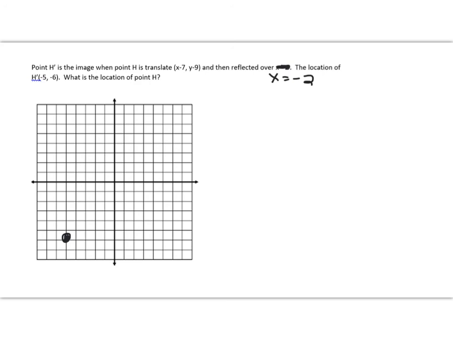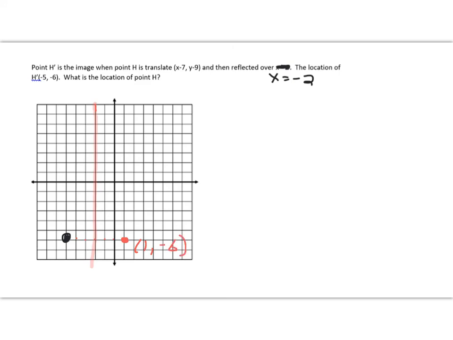And then, since we're working backwards, we have to do our reflection first. We're going to reflect over, so let me highlight. Remember, we always highlight what we're reflecting over. I'm going to reflect over here. So 1, 2, 3. So 1, 2, 3 is my reflection point. And my reflection point will be 1, -6.